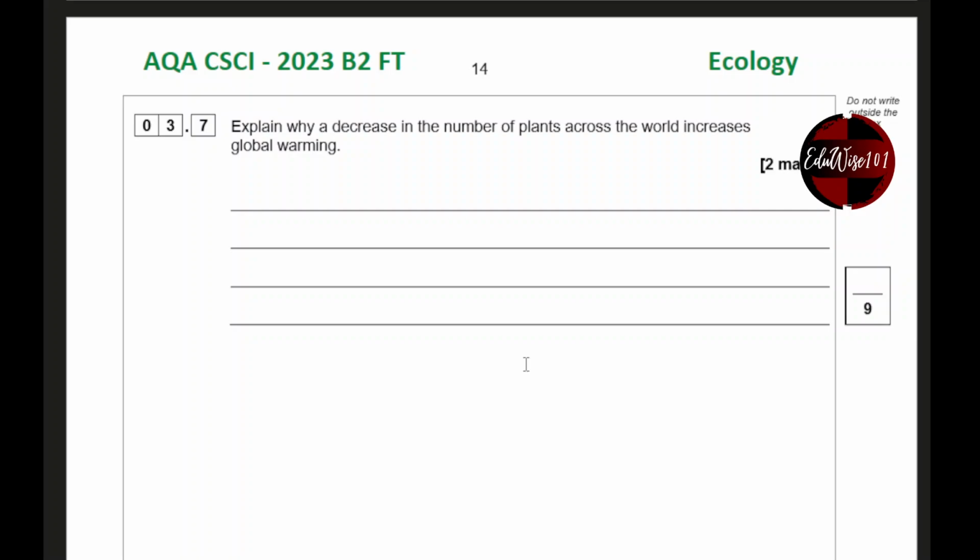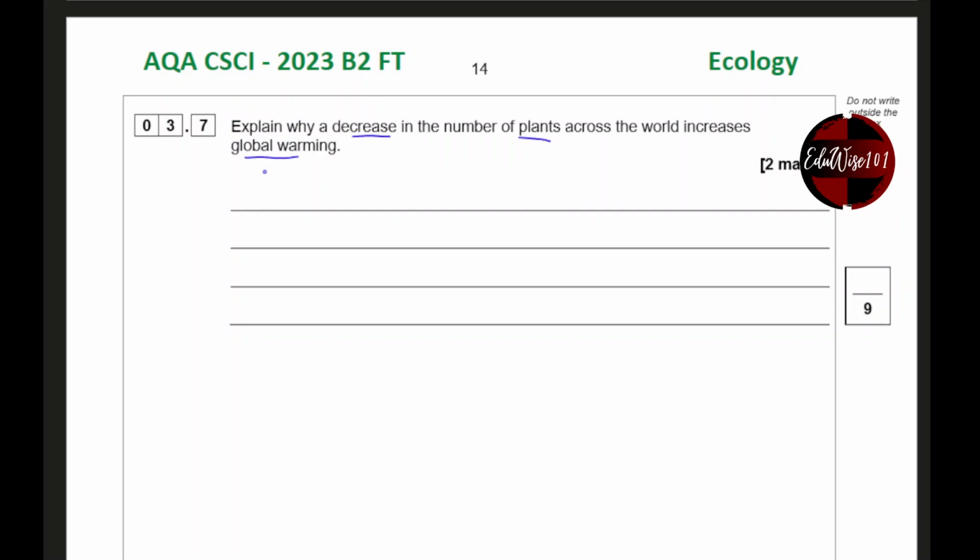Explain why a decrease in the number of plants across the world increases global warming. Well, plants are responsible for photosynthesis. What happens during photosynthesis? They absorb carbon dioxide. Now, if you cut down the trees, if there's fewer plants, that means the level of carbon dioxide being taken in by photosynthesis goes down. And carbon dioxide is a greenhouse gas, which causes global warming.